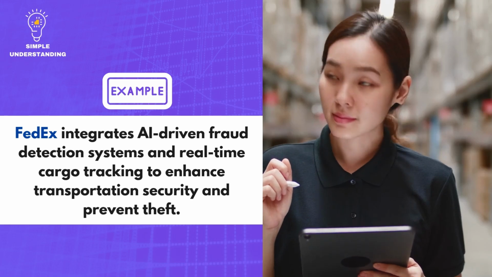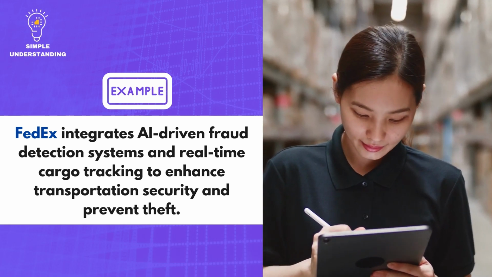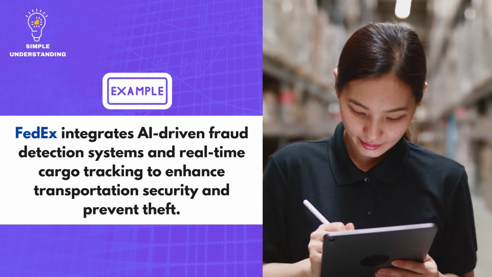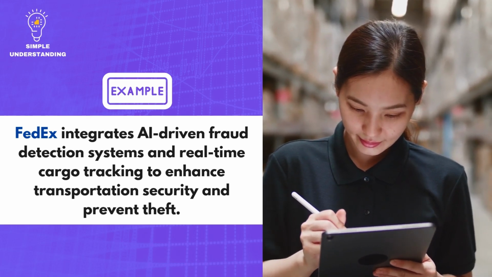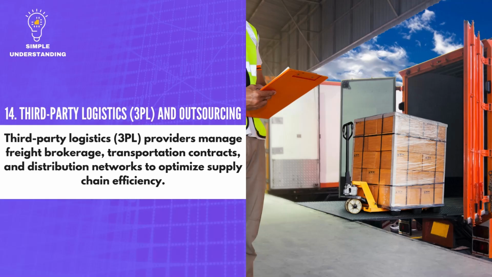Real company example. FedEx integrates AI-driven fraud detection systems and real-time cargo tracking to enhance transportation security and prevent theft. Expansion. Businesses implement blockchain for secure cargo documentation, IoT-enabled security monitoring, and automated anomaly detection to strengthen security in transportation administration. 14. Third-party logistics (3PL) and outsourcing.